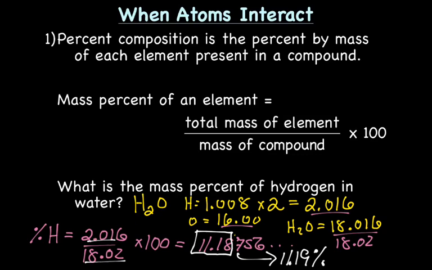Remember that the mass should be out of 100%, right? So we could actually figure out the percent of oxygen by subtracting 11.19 from 100 to give us the percent of mass of oxygen.